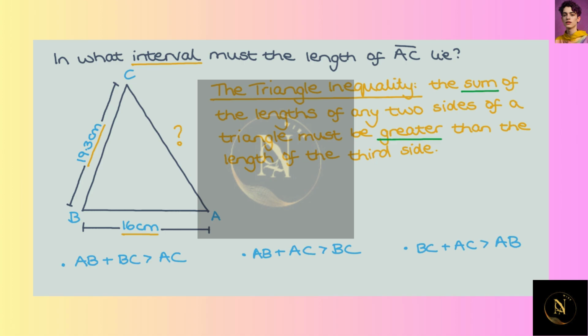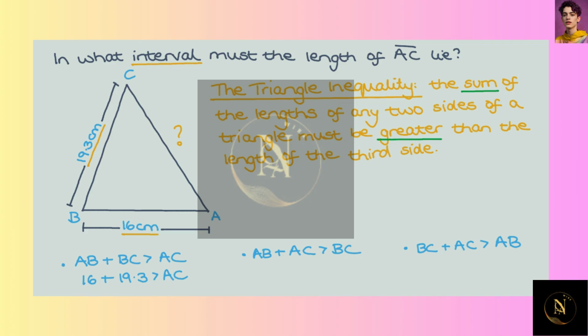In each case, we've taken two of the sides and summed them, and then said that it must be greater than the third side. What we're going to do then is substitute the values of the two sides we know, so that's AB and BC, into each of these inequalities. We'll then rearrange them to see what information this gives us about AC. Let's begin then with the first inequality on the left of the screen.